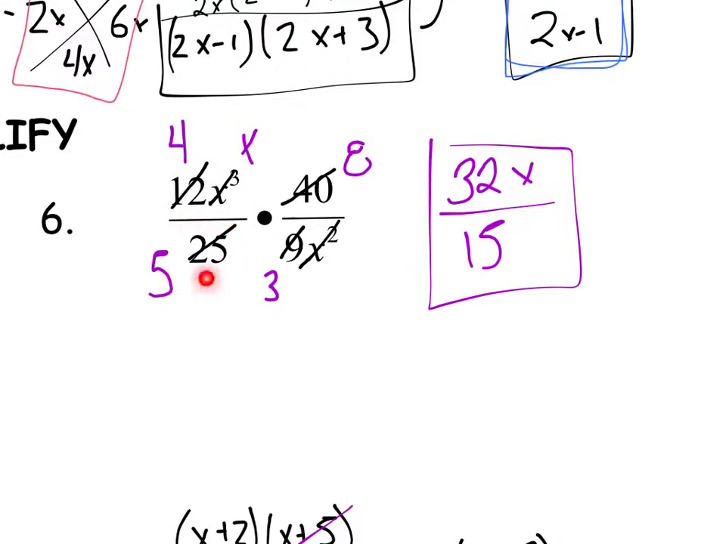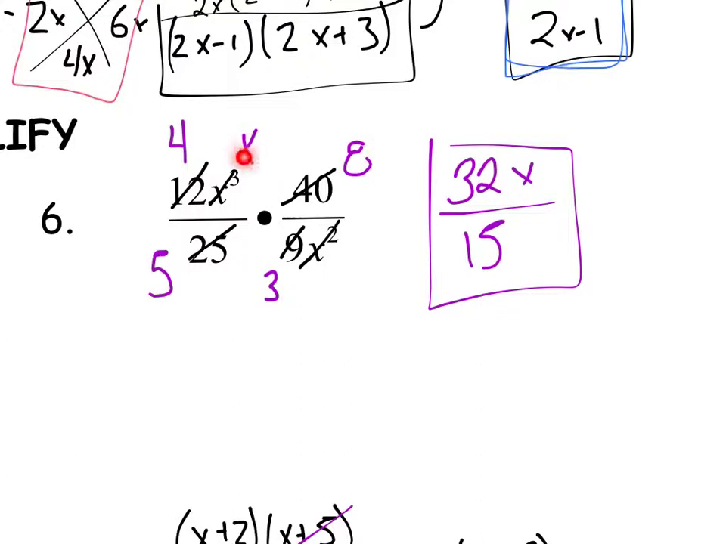12x to the third over 25, 40 over x squared. We're multiplying again, so I look crossways. What can I simplify? Think of it as a fraction. You've got 12 over 9. That's the same as 4 over 3. If we look crossways this way, we've got 40 over 25. If we reduce that fraction, it's 8 over 5.